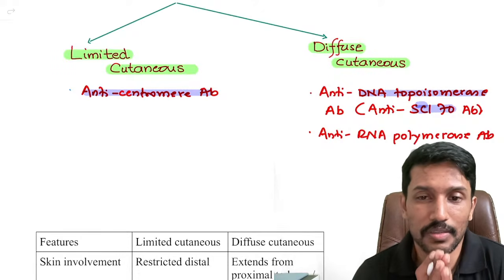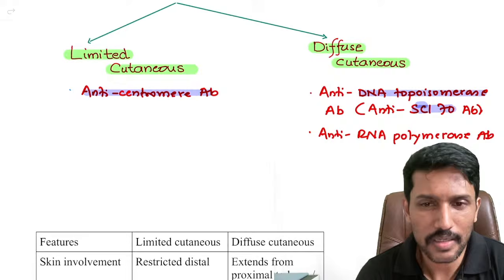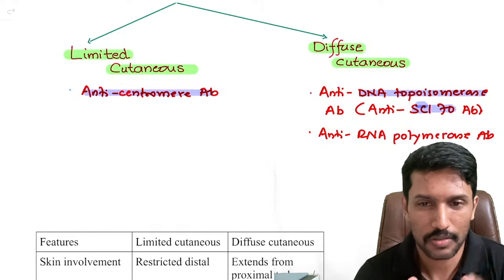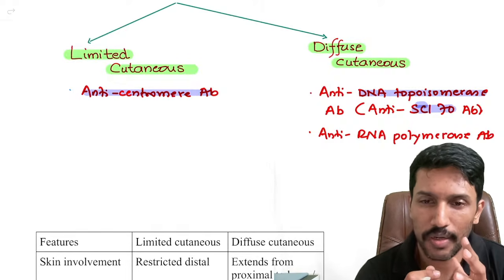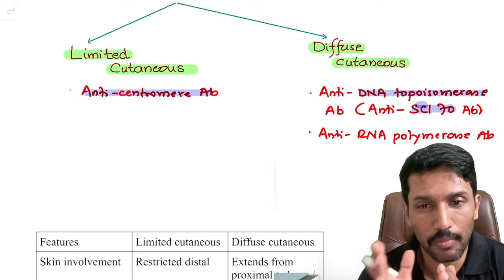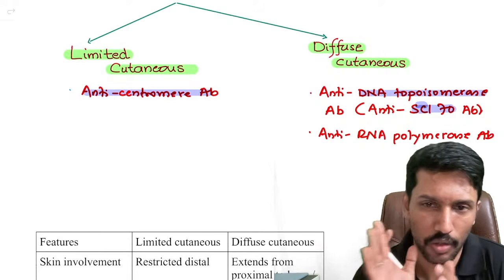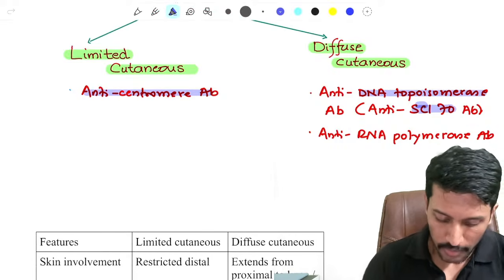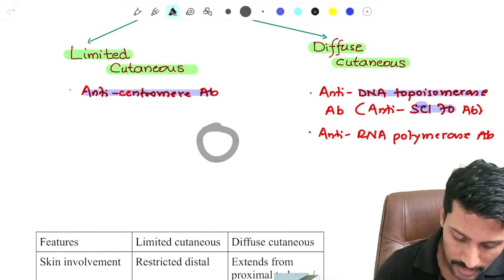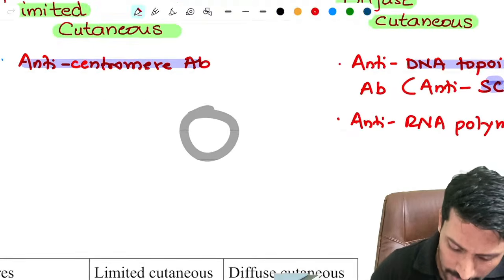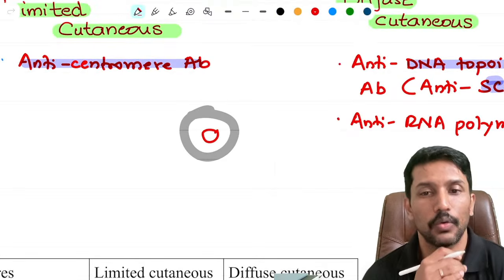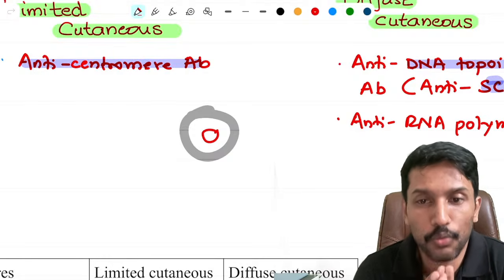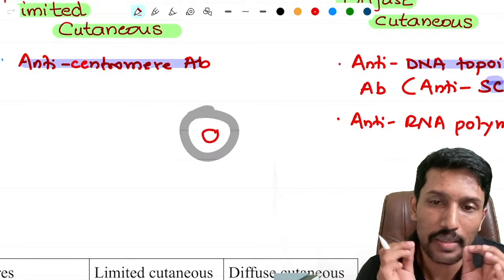Right. Now the question is, how would I remember? I made it easy to remember the manifestations. Limited cutaneous, think about vasculitic manifestations. Diffuse cutaneous, think about the organ involvement or organ fibrosis. How do I remember antibodies now? So remember, let us say this is a cell I'm looking at, and I give you a task. I want you to find out where all you get the centromere in the cell and where all you get the DNA in the cell.